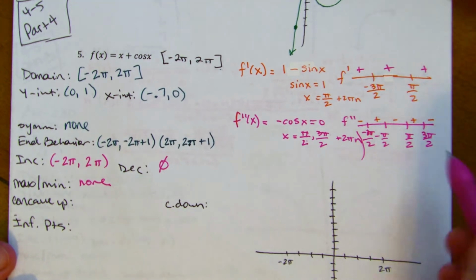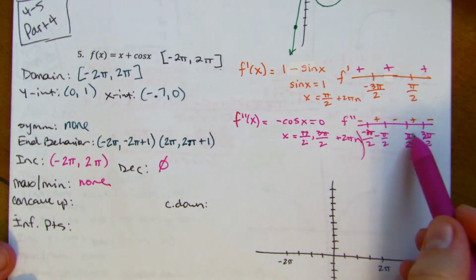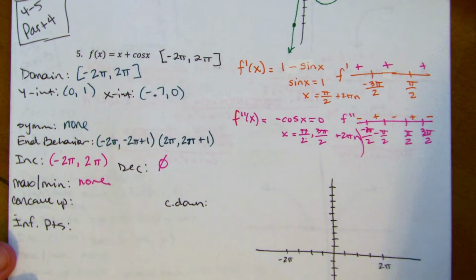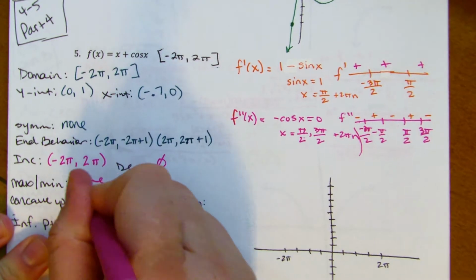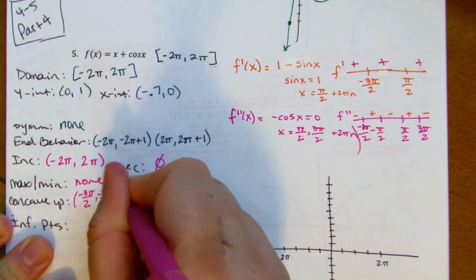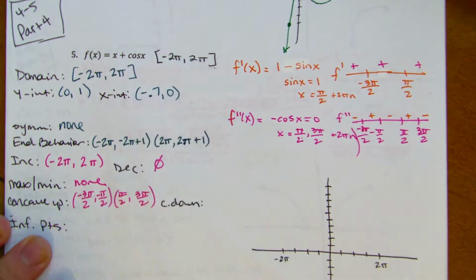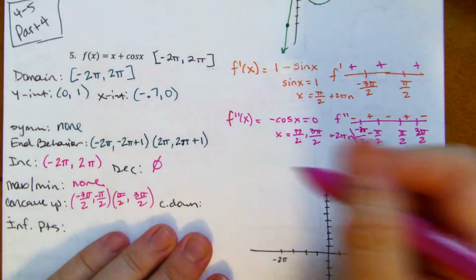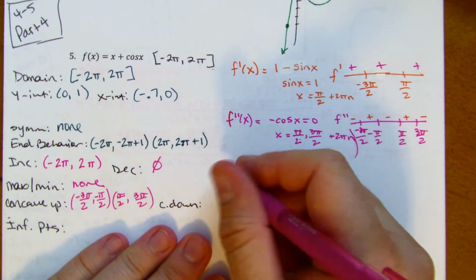So it's concave up from negative 3 pi over 2 to negative pi over 2, and it's concave up from pi over 2 to 3 pi over 2. And then it's concave down everywhere else. And again, we're only looking at from negative 2 pi to positive 2 pi.